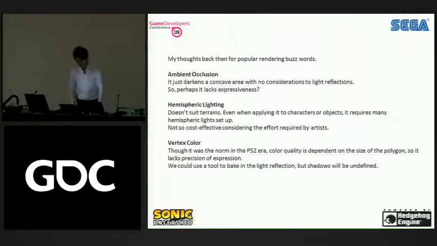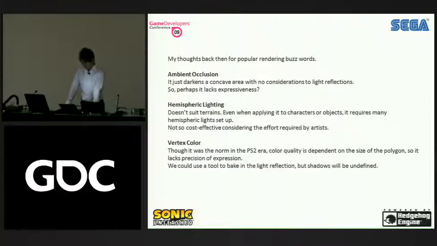So let me go off track a little bit here. In 2005, the keywords for real-time CG back then were listed here, but I had some thoughts about this, so let me talk about that. The first keyword that we heard a lot was ambient occlusion. It just darkens a concave area with no consideration to light reflection, so perhaps it lacks expressiveness. Next is hemispheric lighting. It doesn't suit terrains. Even when applying it to characters or objects, it requires many hemispheric lights to set up, so it's not so cost-effective considering the effort required by the artist.